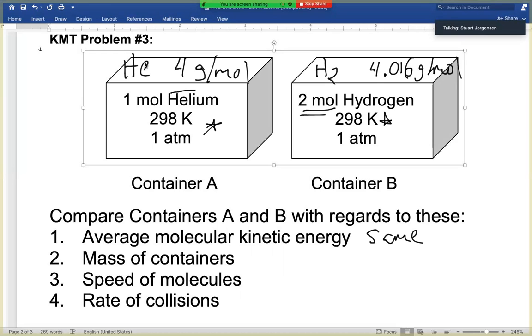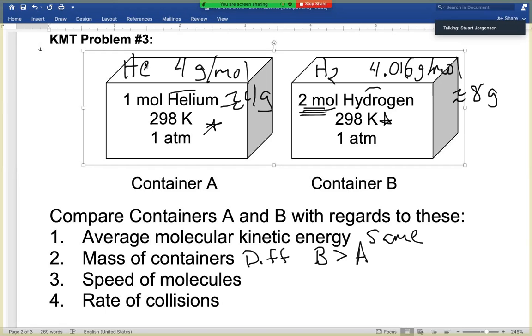Well, they both have a mass of approximately 4, but that's per mole. We got 2 times the moles in the second box. 4 times 2 is going to be 8 grams approximately for the number of moles in there, whereas this one is just going to be 4 grams. So for number 2, they are going to be different. Box B is going to be heavier or more massive than box A.